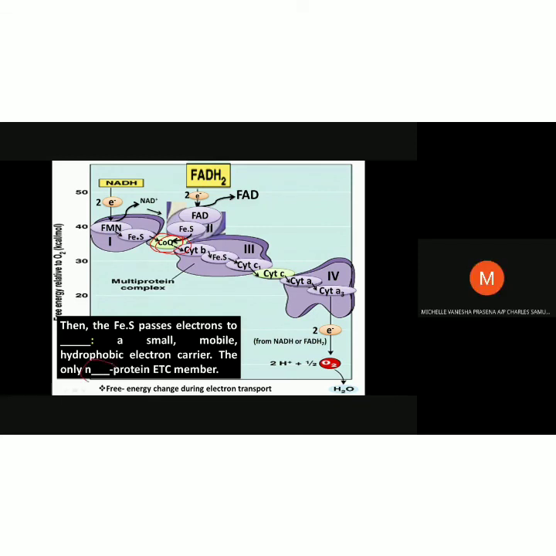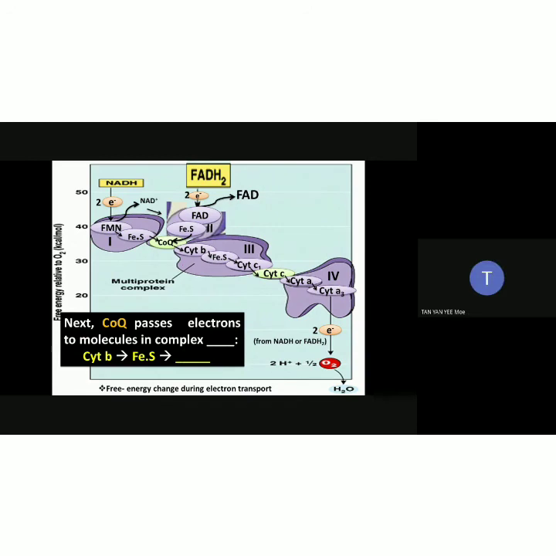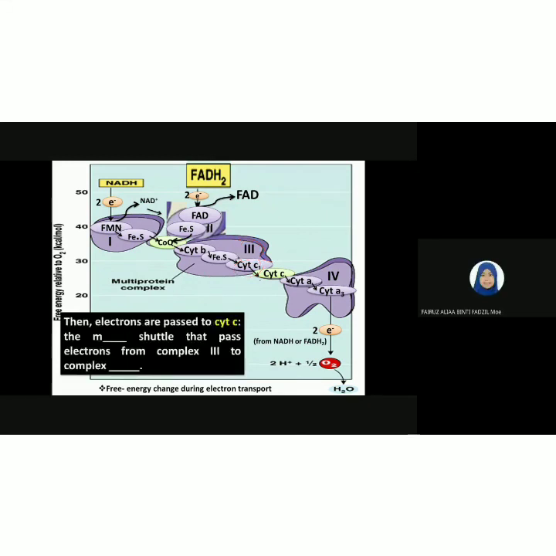Coenzyme Q is the only non-protein member of the ETC. Next, coenzyme Q passes electrons to a molecule in complex 3. In complex 3, cytochrome b passes electrons to the iron sulfur center next to cytochrome c1. Cytochrome c1 then passes electrons to cytochrome c, which is the mobile shuttle.